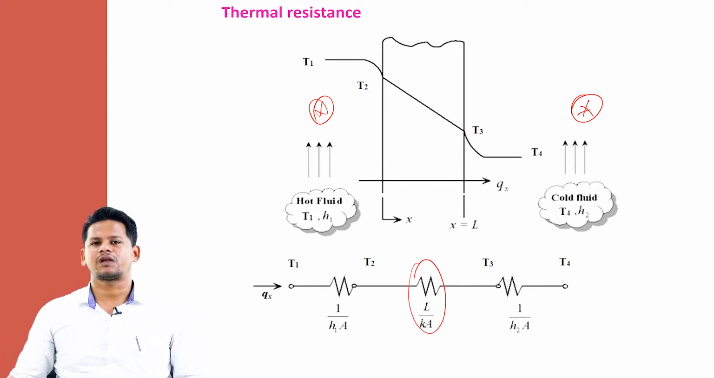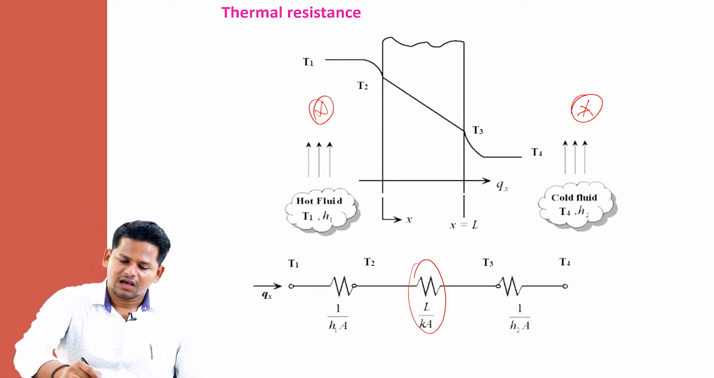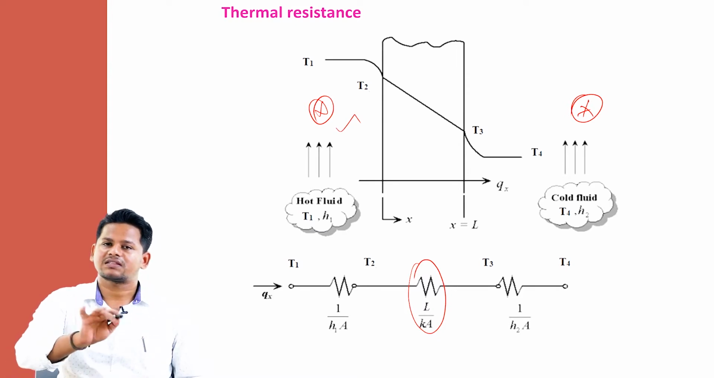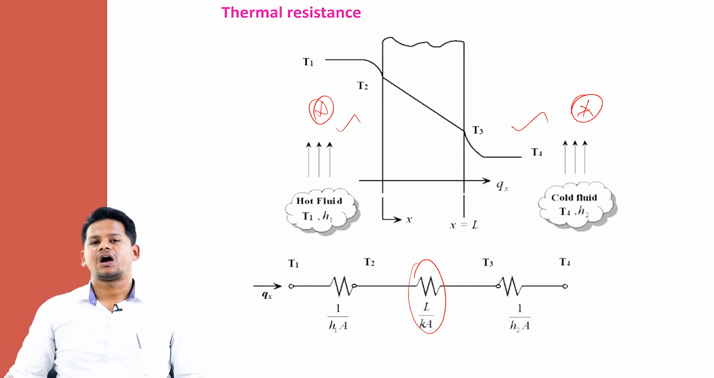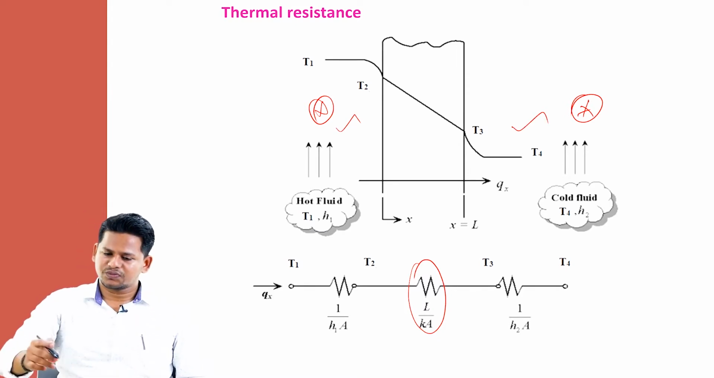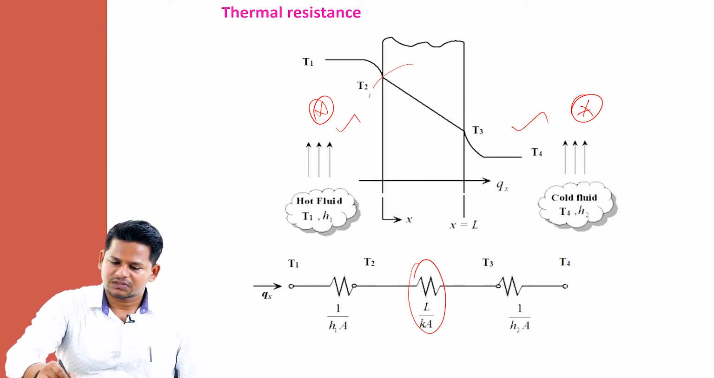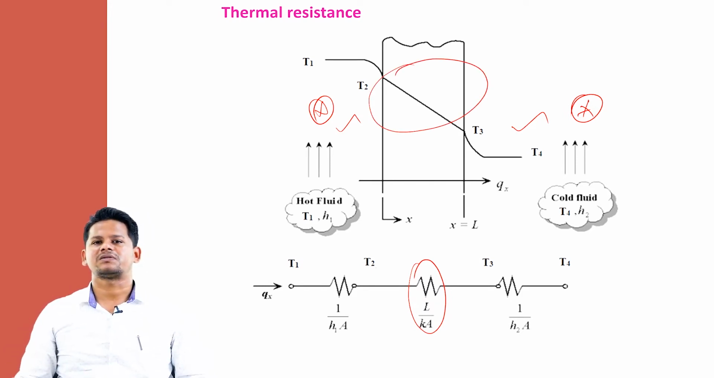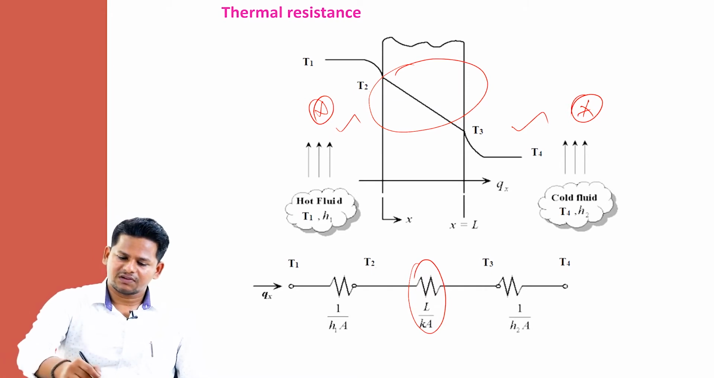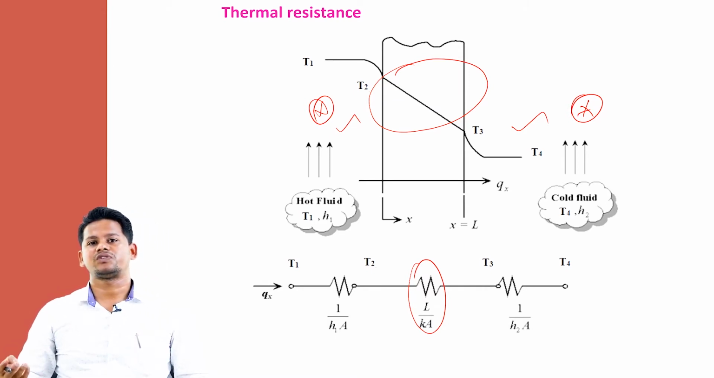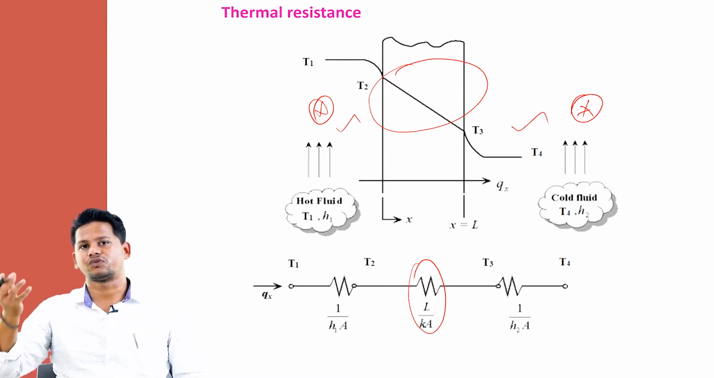RTH is nothing but L by KA. But in this application, we have convective heat transfer at the inner surface and convective heat transfer at the outer surface. Let us assume we are designing and analyzing this wall, where inside we have the flue gas. At the bottom we are burning coal, producing hot flue gases.